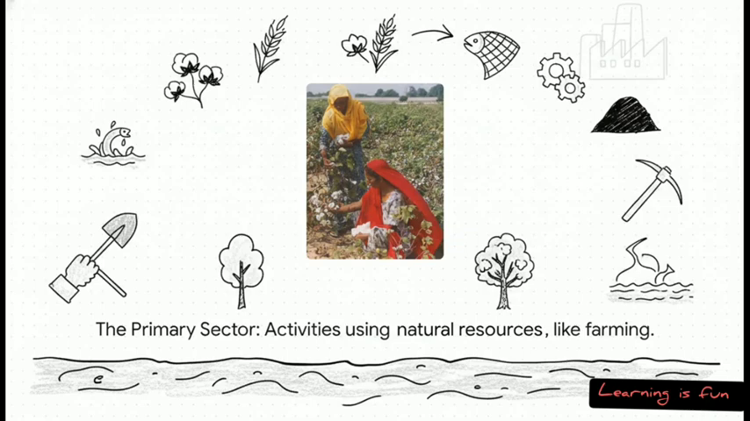Okay, bucket number 1 is the primary sector. This is where it all begins. It's basically anything that involves taking stuff directly from nature. So we're talking about farming, fishing, forestry, mining. This is the absolute bedrock of the economy, providing the raw materials for literally everything else.